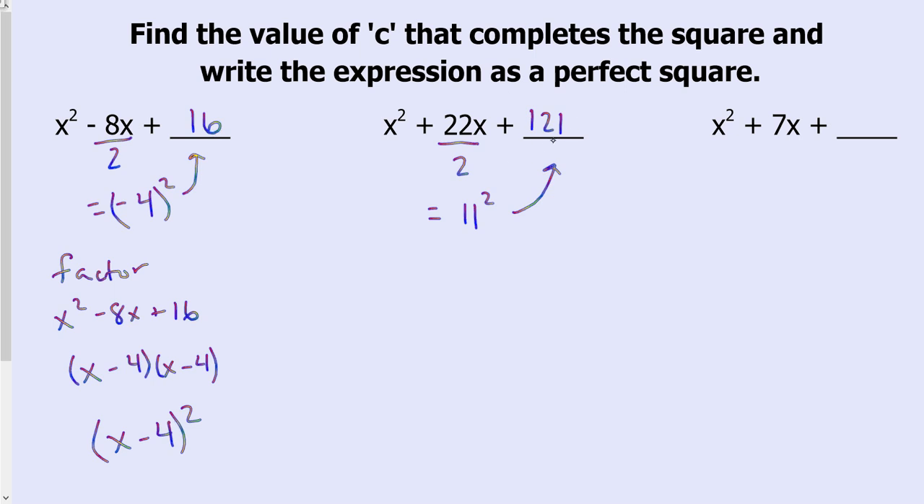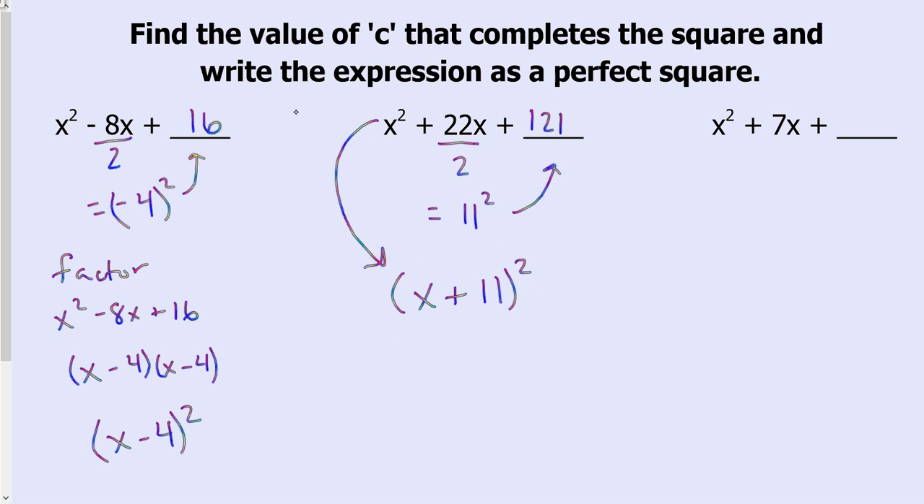And how do I know that? Well, what is 11 plus 11? 22. What's 11 times 11? 121. So could we just factor this into x plus 11 squared? I think we can. So again, this is why it's called writing the expression as a perfect square. It's a perfect square factorization.